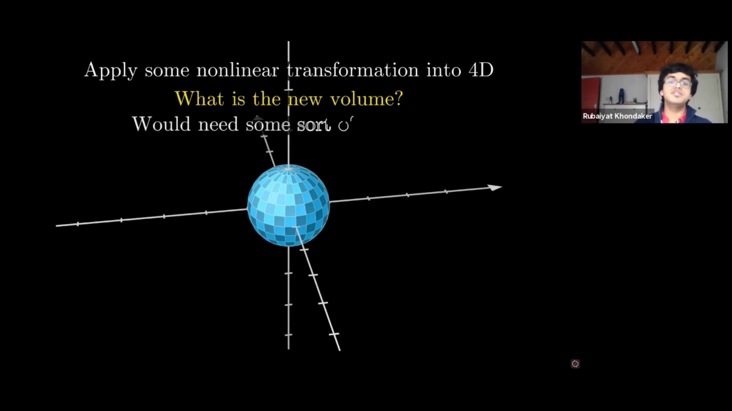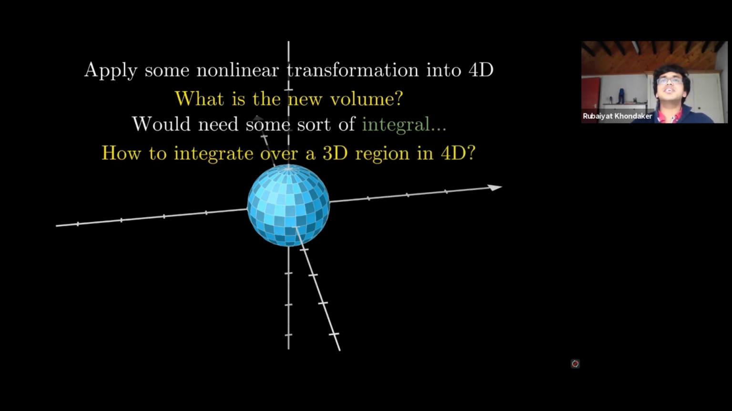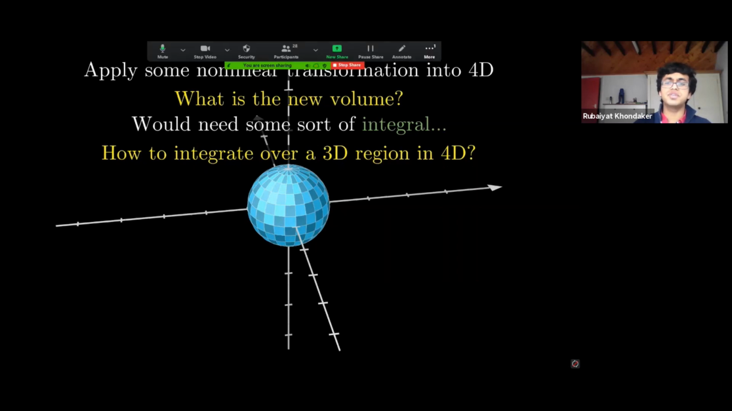And the way you might imagine doing that is doing some sort of integral, right? But that would require somehow integrating over a 3D region in 4D space, like a kind of 3D surface integral, which is a bit weird. We don't know how to do that. We only know how to do line integrals. We know how to do 2D surface integrals. We don't know how to do 3D regions in 4 dimensions.